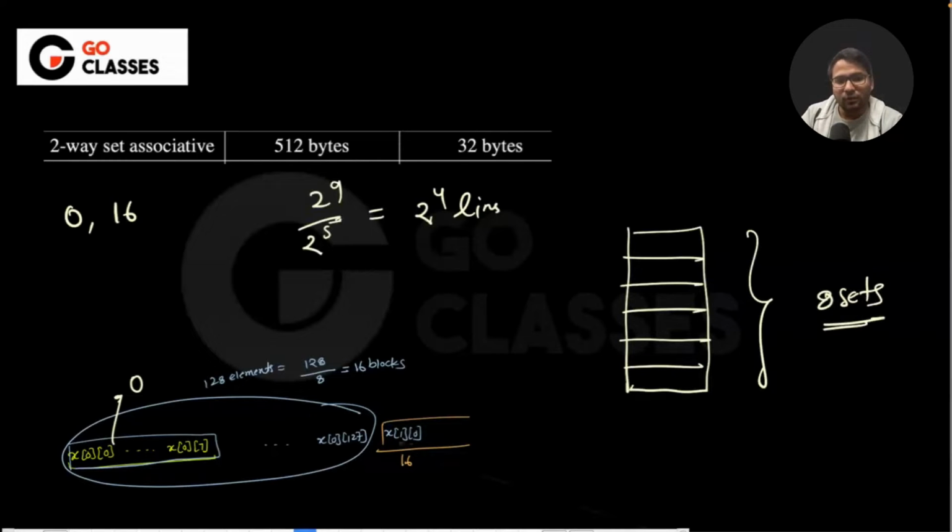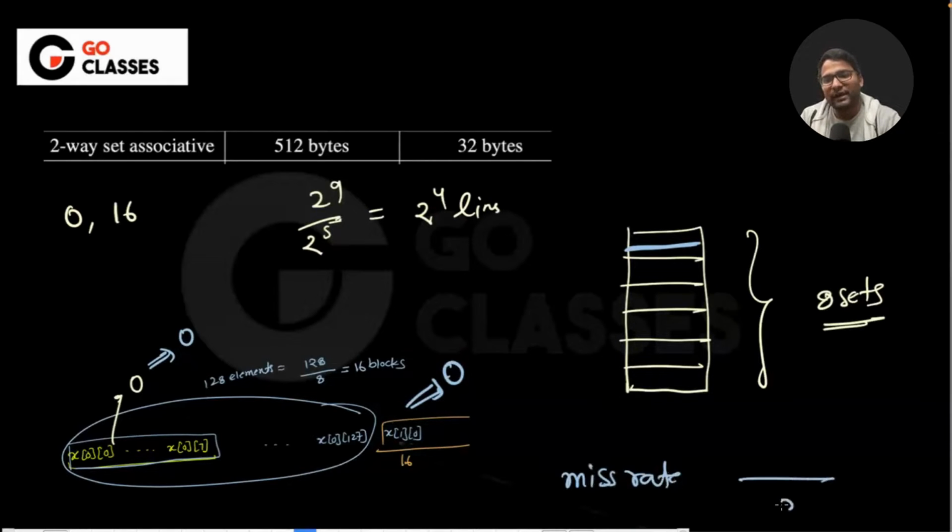Now you tell me what is the number here? 8 sets, and each is basically having 2 lines, right? What is the set number here? 0, right? What is the set number here? For this particular element that we are going to access, the set number is again 0, right? But both of them can fit in the cache. So what is the miss rate now?